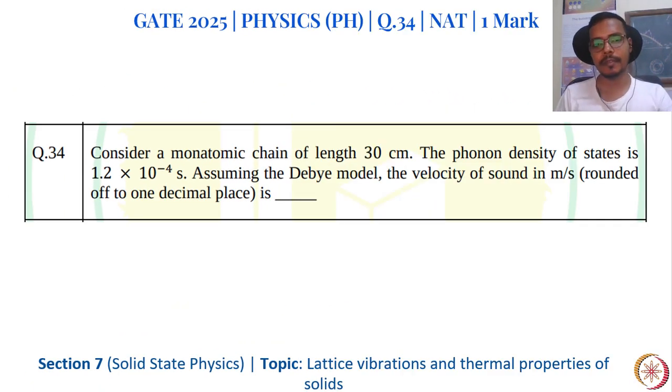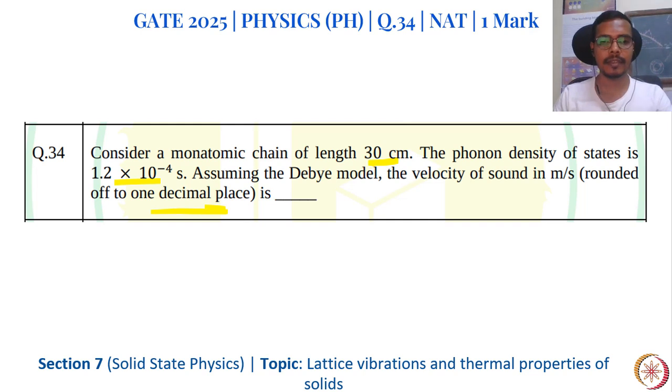The problem states, consider a monoatomic chain of 30 centimeter. The phonon density of states is 1.2 times 10 to the power minus 4 seconds. Assuming the Debye model, we need to find the velocity of sound in meters per second rounded to one decimal place.